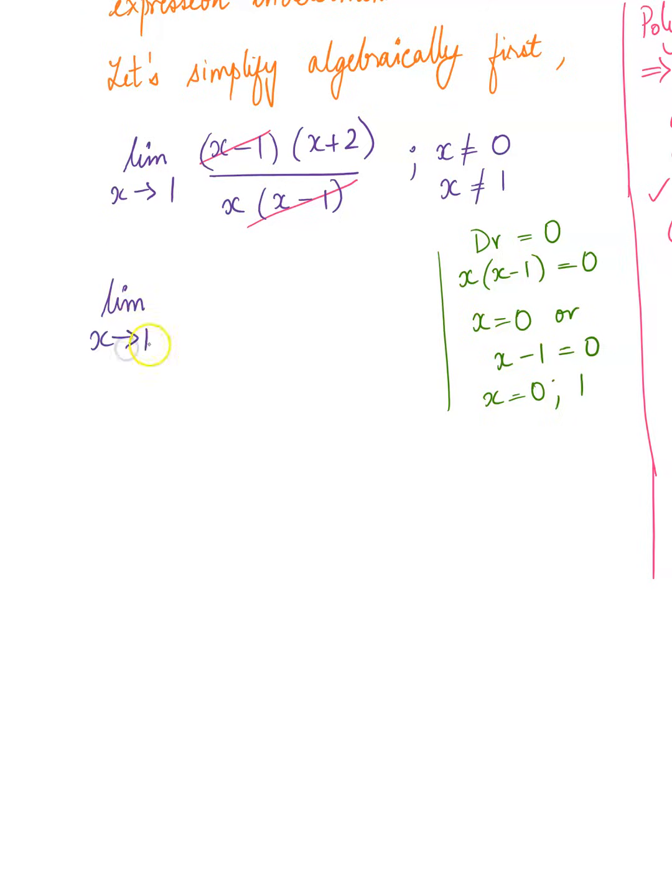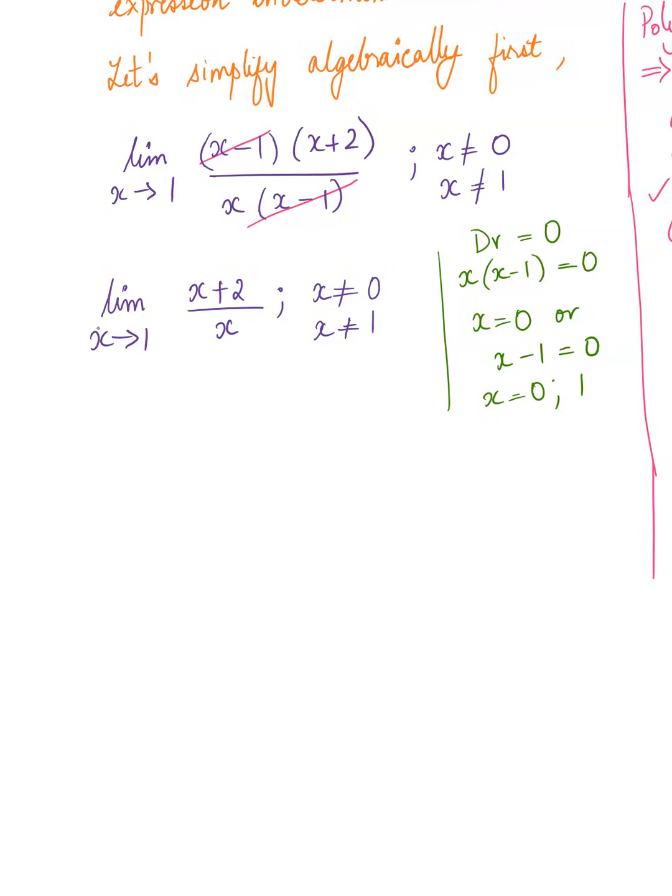Limit as x approaches 1 of x plus 2 over x, with x not equal to 0, x not equal to 1. Now, x not equal to 0 is fine in the sense that our real interest is not 0, because your limit, x approaches 1, is your limit of interest. You are interested in the behavior of the function near 1, not near 0. So really, we are not so worried about the 0 at this point.